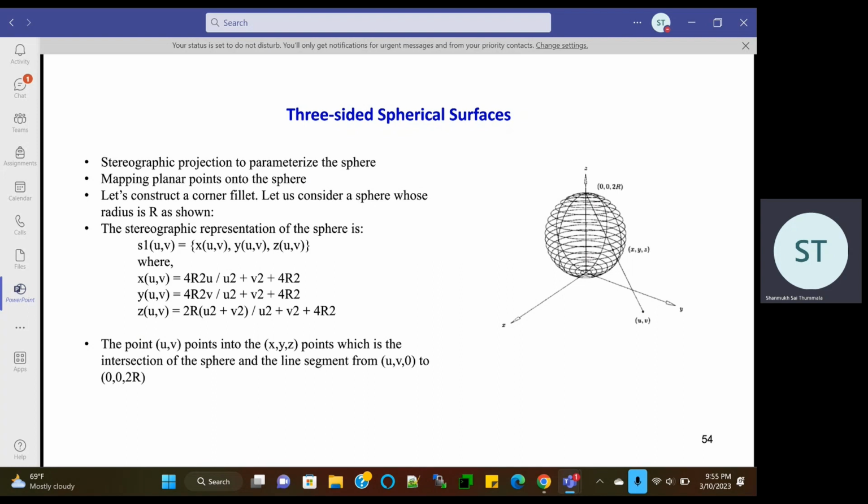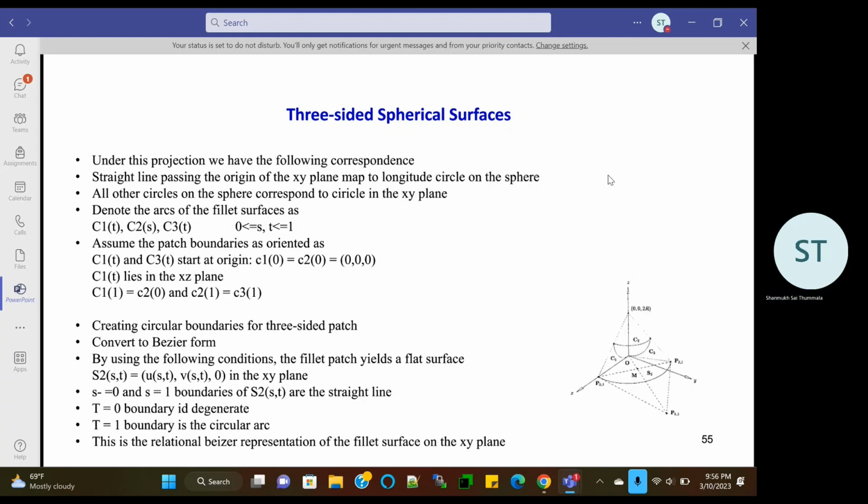Let us consider a sphere whose radius is r as shown in the figure, and the stereographic representation of the sphere would be as shown below. And the u, v points map to the x, y, z points, which is the intersection of the sphere and the line segment from u, v, 0 to 0, 0, 2r, as shown in the figure. Under this projection, we have the following correspondence, where a straight line passing through the origin of the xy plane is mapped to a longitude circle on the sphere, and all other circles on the sphere correspond to circles in the xy plane.